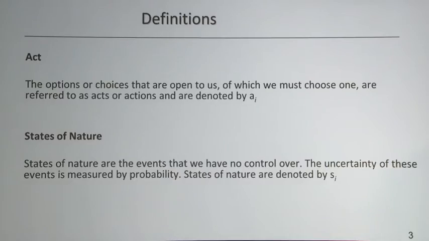The second definition is states of nature. States of nature are the events that we have no control over. The uncertainty of these events is measured by probability, and states of nature are denoted by lowercase s. The key thing is that we have no control over them. Use a very small example, the probability that it's going to rain tomorrow. We can't control if it's going to rain or not. So that's the state of nature: yes, it rains, or no, it doesn't rain.